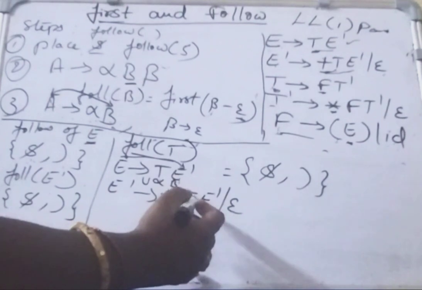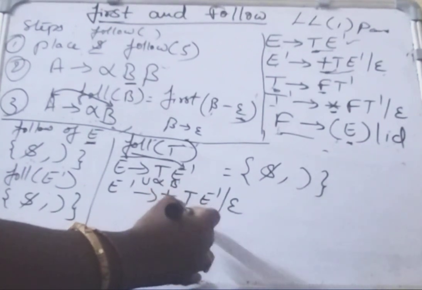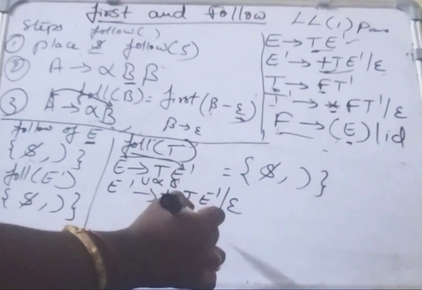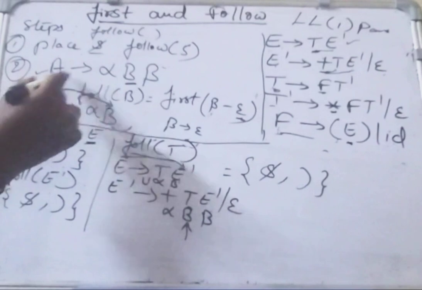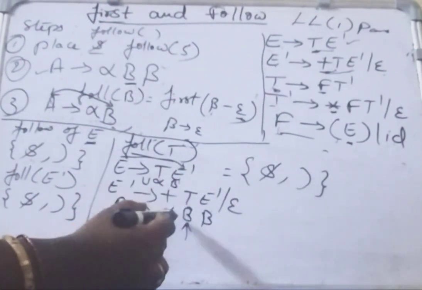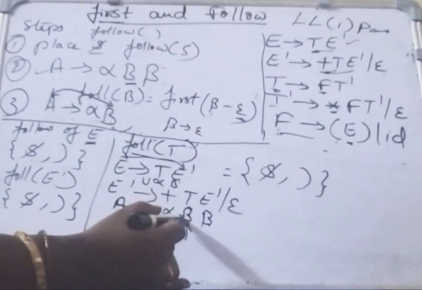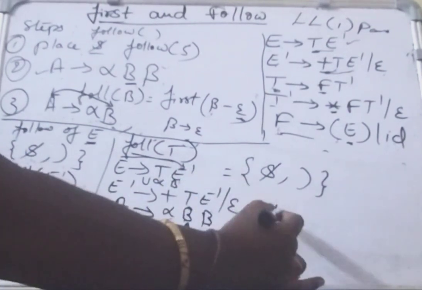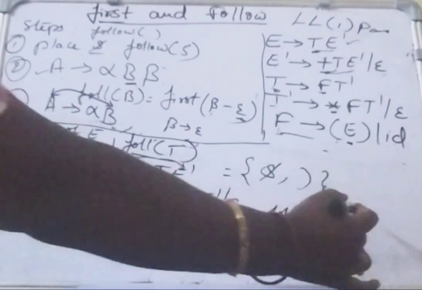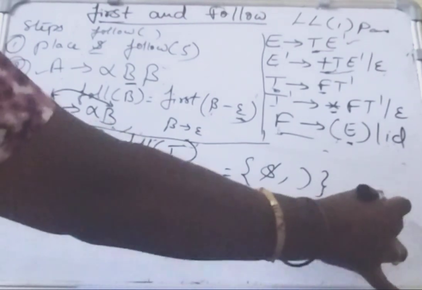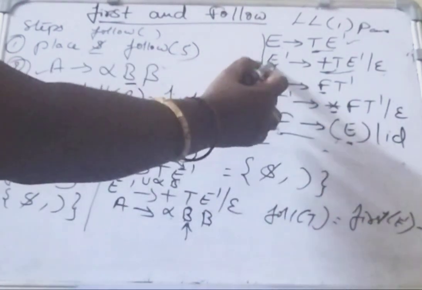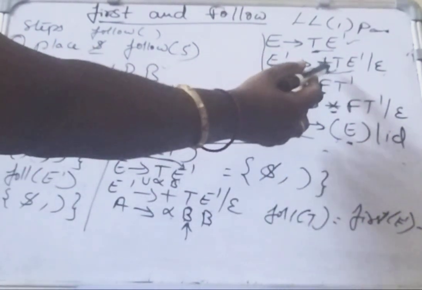Now here this is my alpha, B and beta. Here I am finding follow of T, so that should always be in B's position. Now applying the second rule, A derives alpha B beta. In place of A we have E dash. So follow of B means follow of T. We are finding follow of T now. Follow of T is equal to what? First of beta. First of beta means first of E dash minus epsilon. First of E dash we have already computed: first of E dash is plus comma epsilon.